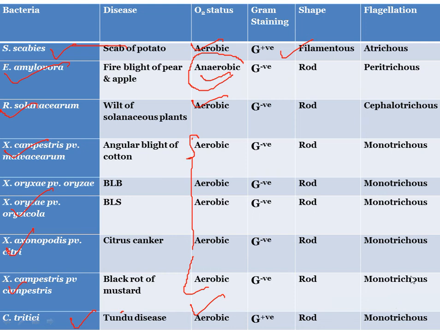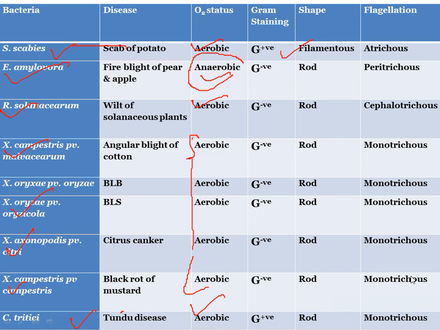The next and last morphological character is flagellation. Mostly plant pathogenic bacteria are monotrichous, those that have a single flagellum at one end. All species of Xanthomonas and Clavibacter have monotrichous flagellation. Streptomyces is a type of bacteria that shows resemblance to fungi because it is filamentous in shape and also produces conidia. They don't have flagellation.